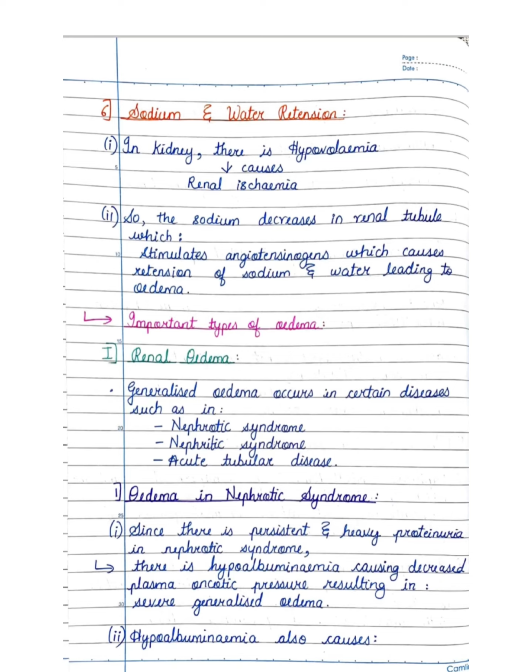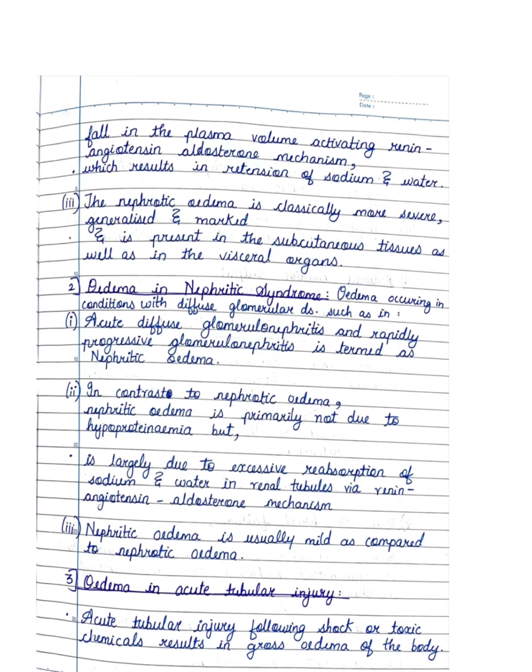First, edema in nephrotic syndrome. Since there is persistent and heavy proteinuria in nephrotic syndrome, there is hypoalbuminemia, causing decreased plasma oncotic pressure, resulting in severe generalized edema. Hypoalbuminemia also causes a fall in the plasma volume, activating the renin-angiotensin-aldosterone mechanism, which results in retention of sodium and water. The nephrotic edema is classically more severe, generalized and marked, and is present in the subcutaneous tissues as well as in the visceral organs.